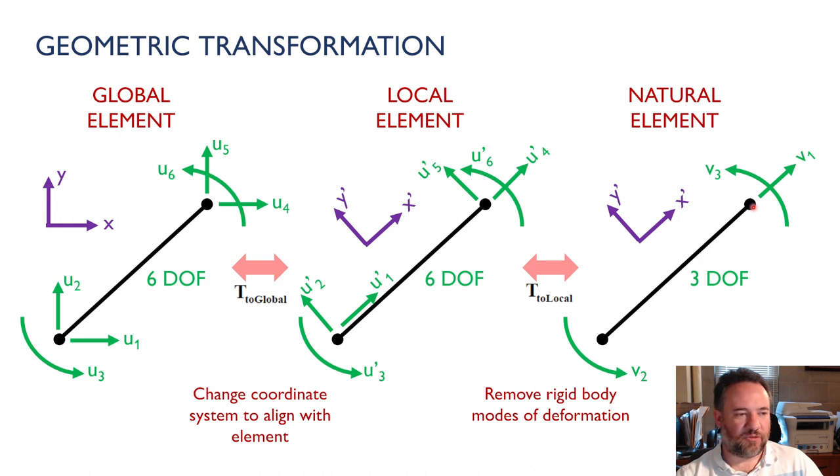Then I showed you the end result, which was a natural element with only 3 DOFs, which basically gets rid of all the rigid body modes of deformation, which I talked about before. There's actually an intermediate step there where it takes these global element deformations, all 6 of them, and rotates them into a local element axis before it goes through this process of removing the rigid body deformations. These are just matrix transformations, basically. It's not a very difficult process.